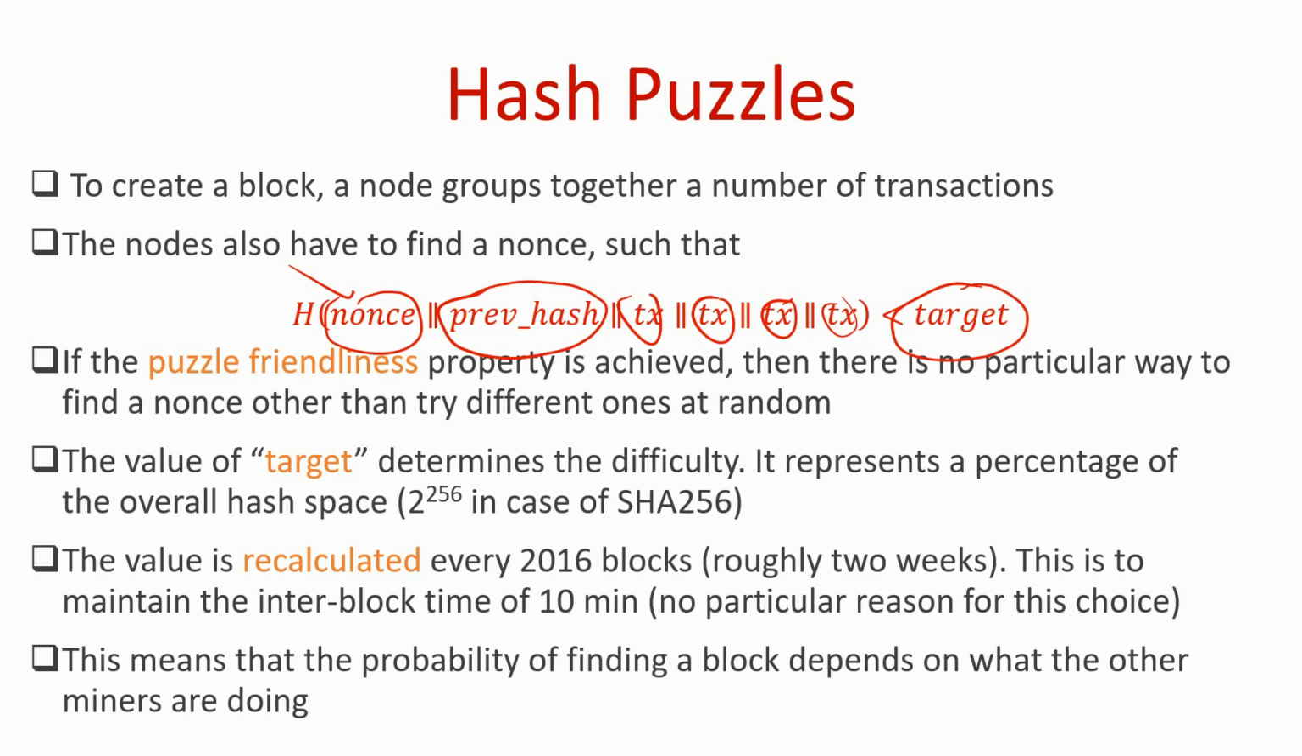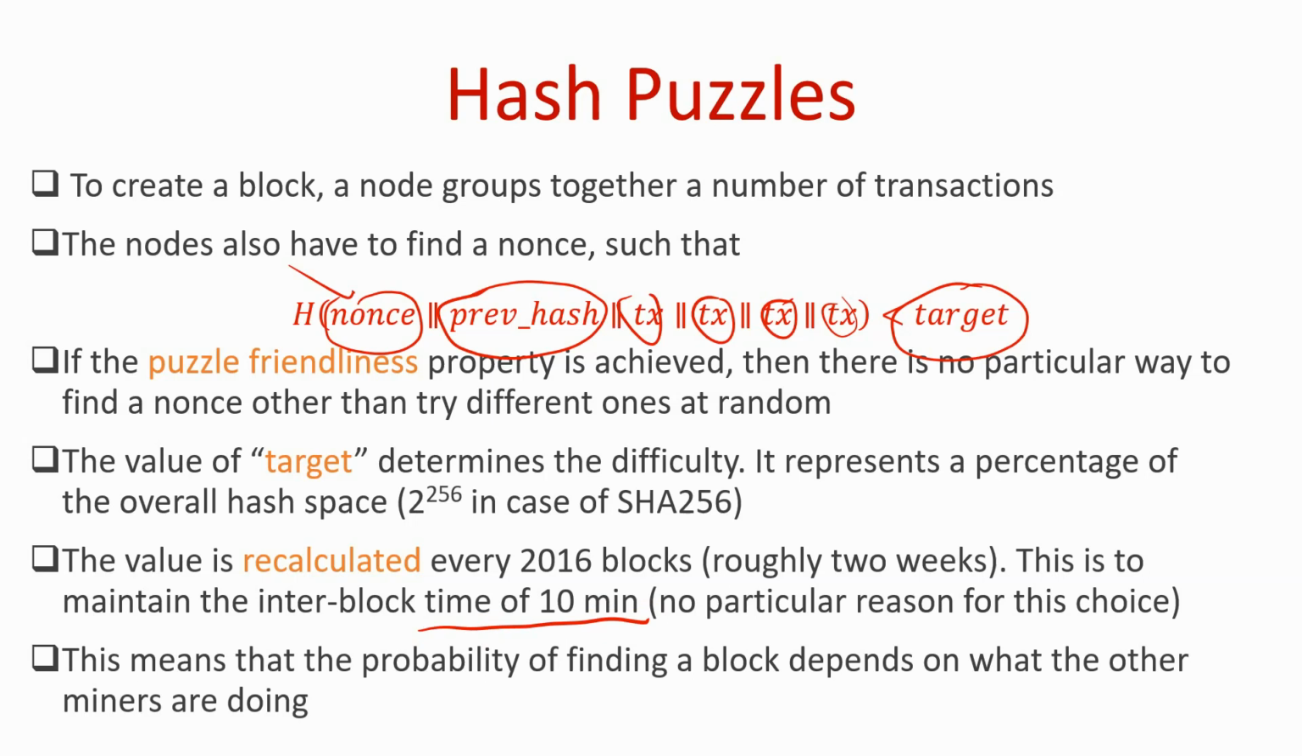Now the question is, does this target remain constant throughout the operation? The target determines the difficulty. Now in Bitcoin, we want a block to be generated every around 10 minutes. Again, the 10 minutes is not a magic number. It is just for the efficiency of the network.